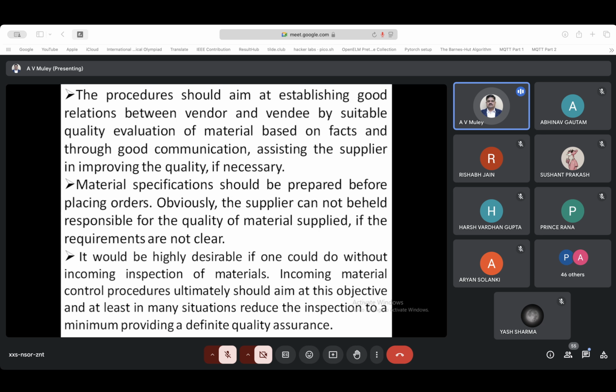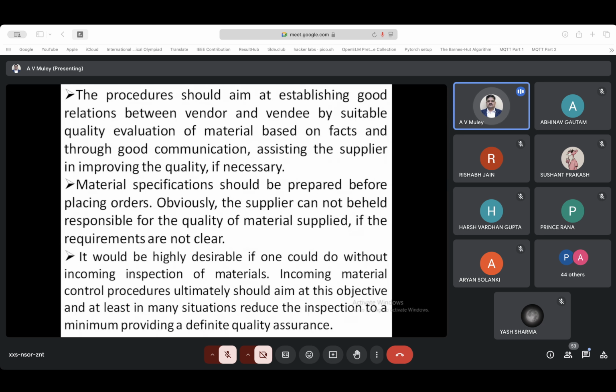The material specification should be prepared before placing the order. Obviously, the supplier cannot be held responsible for the quality of material supplied if the requirements are not clear. This is also necessary: if the requirement is not clear, the one who supplies should not be blamed for that particular thing. It would be highly desirable if one could do without incoming inspection of the material. Incoming materials control procedure ultimately should aim at this objective, and at least in many situations reduce the inspection to a minimum, providing a definite quality assurance.